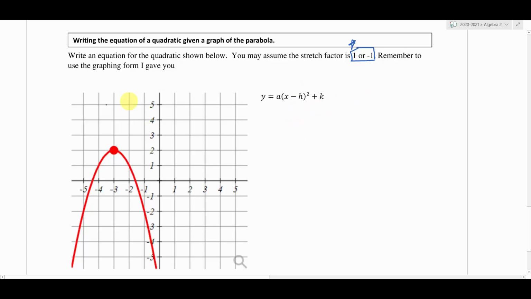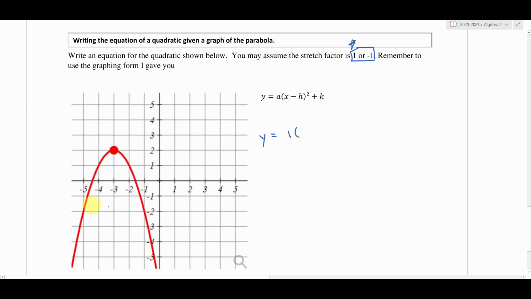It says use the graphing form that I've given you, and here it is. I've already written it down, and so our goal is to find a, h, and k by looking at the graph. We already know what a is going to be. a is going to be 1, because it said it's either going to be 1 or -1. I just need to figure out if I put a negative in front of that 1 or not.